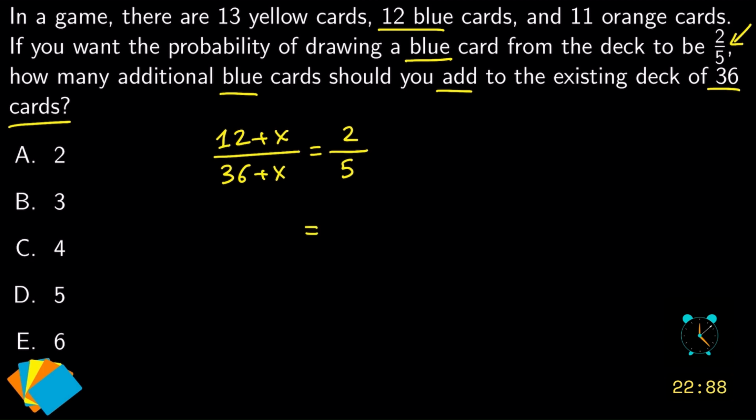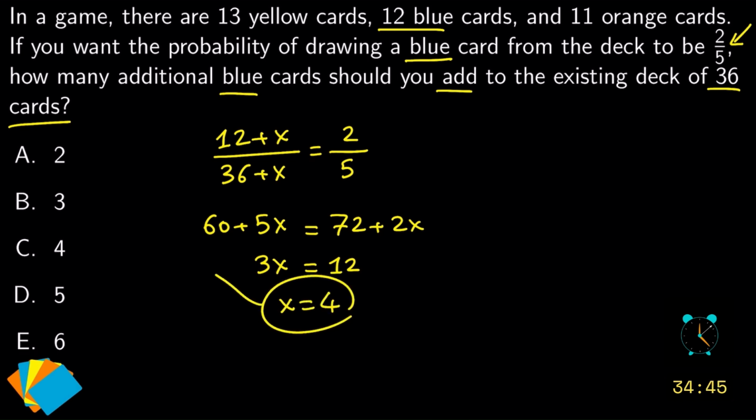We can rearrange the equation to get 60 plus 5x equals 72 plus 2x. We can simplify it to get 3x equals 12, which gives us x equals 4, and that's it. The answer is C. Great. With practice, you can learn to write down only the most crucial steps and skip the rest, so that you can solve such problems in less than 1 minute.